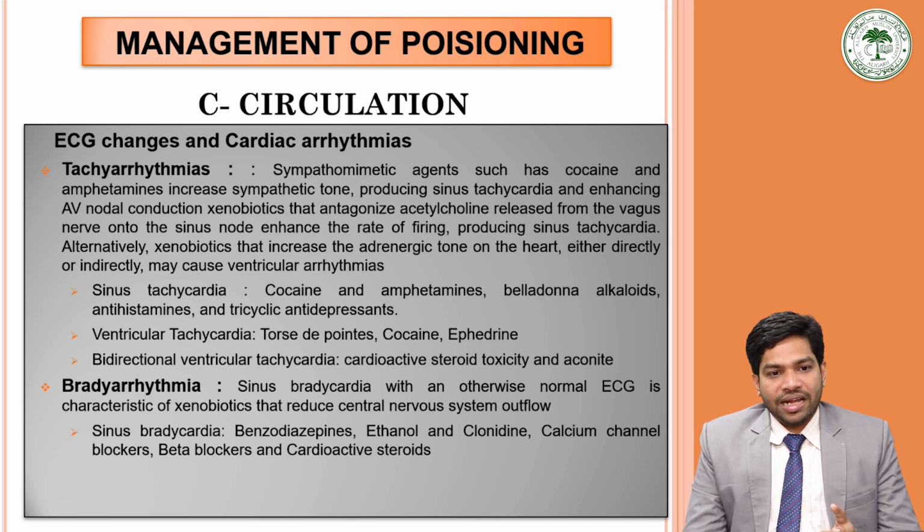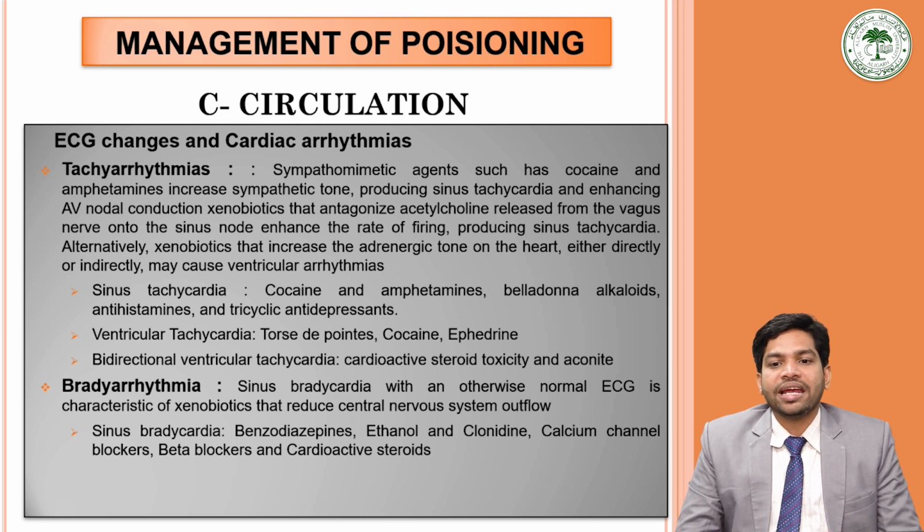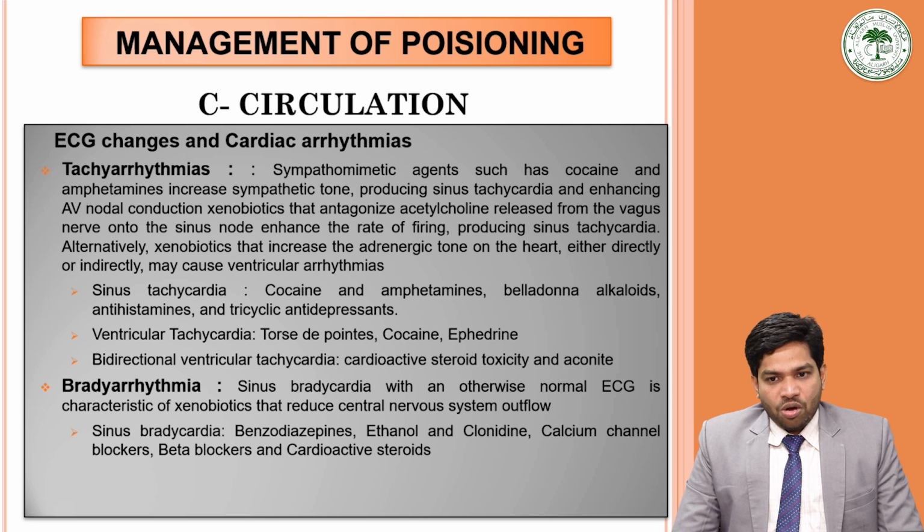So the arrhythmias could be sinus tachycardias and ventricular tachycardias. Ventricular tachycardias are produced by torsade de pointes, cocaine, and ephedrines. Similarly, xenobiotics that antagonize acetylcholine released from the vagus nerve onto the sinus node enhance the rate of firing, producing sinus tachycardia. The anticholinergic agents can be belladonna alkaloids, antihistamines, and tricyclic antidepressants.